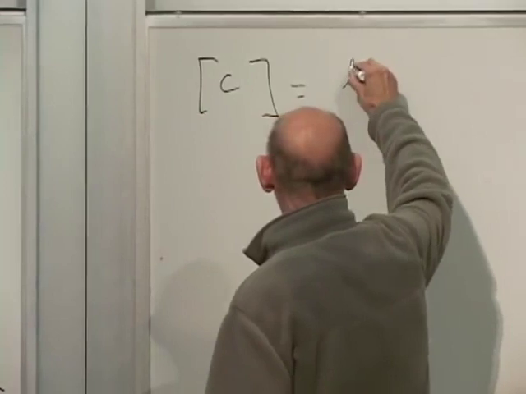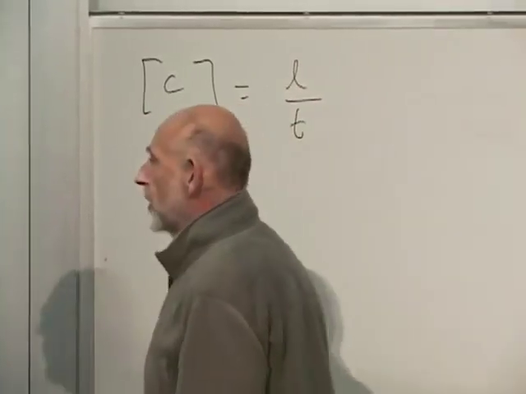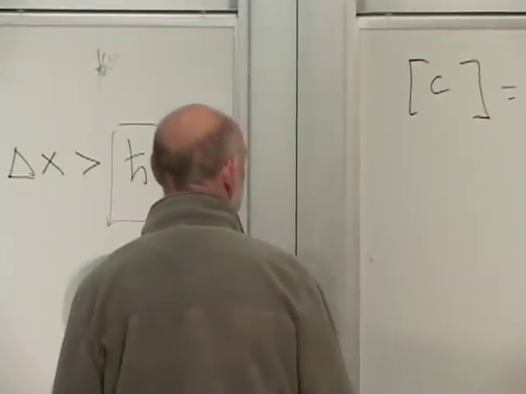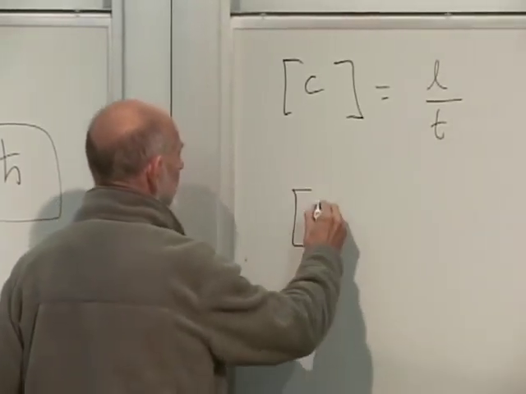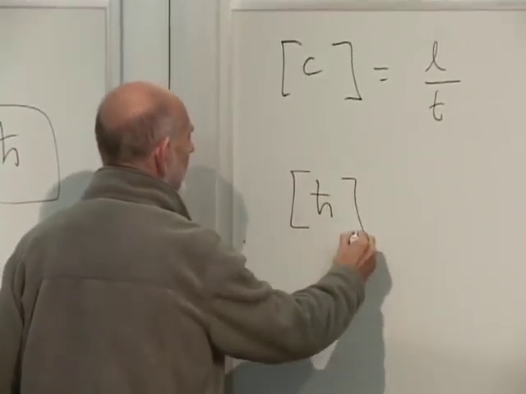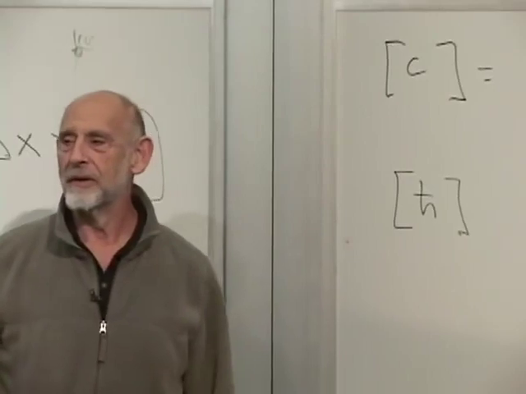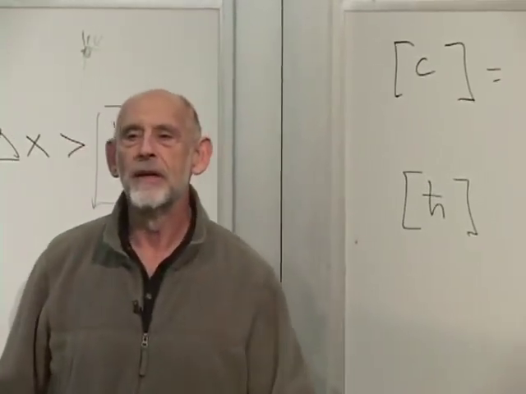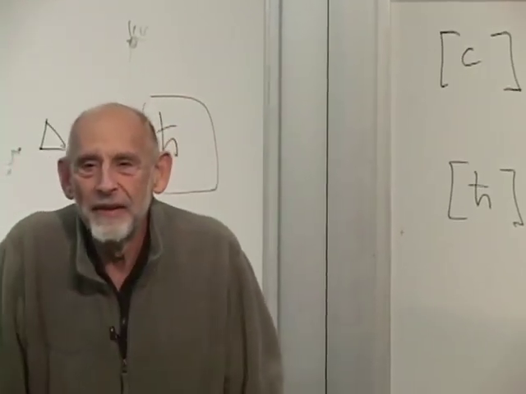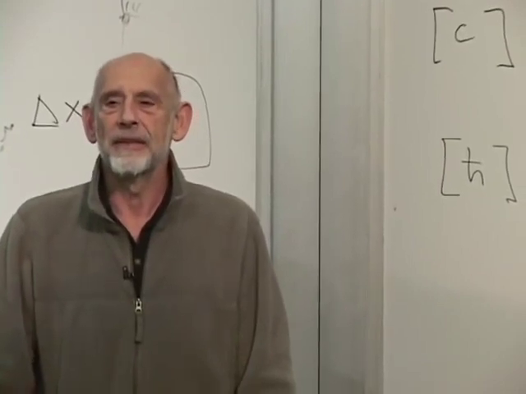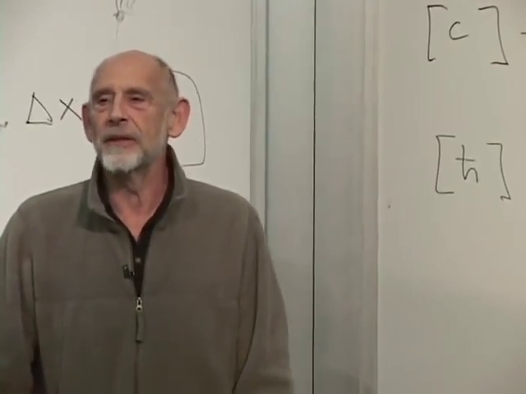That's length over time, right? What about the units of Planck's constant? Momentum times distance, mass times velocity. Energy per second. L squared m over t. Again? L squared m over t. Yeah. Where'd you get that from?